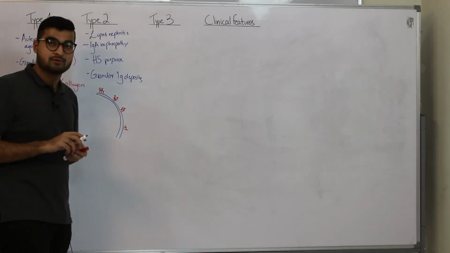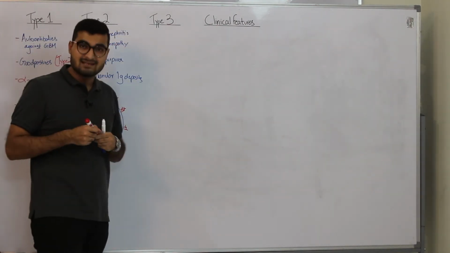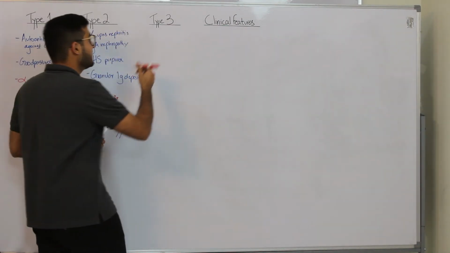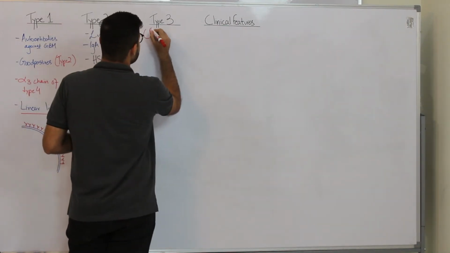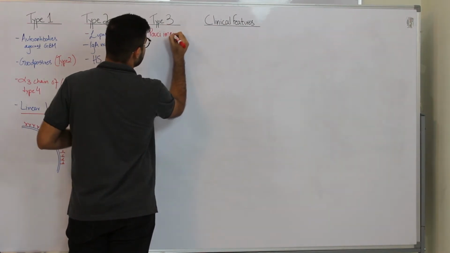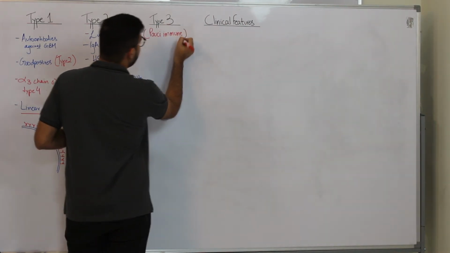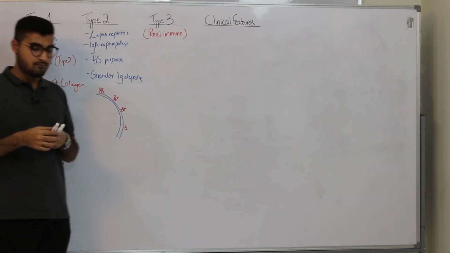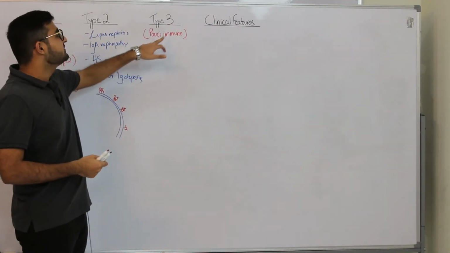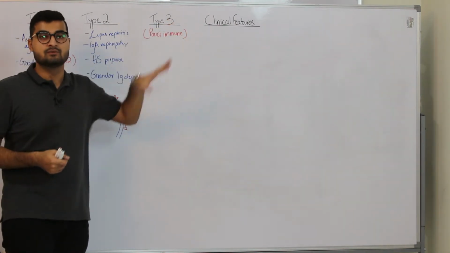Now coming on to type 3. Now what is type 3 RPGN called? Let me write the name down and we'll then discuss this type further. So it's basically called pauci-immune RPGN. Now pauci means low in number, reduced in number, or absent. So absent immune or reduced immune RPGN.